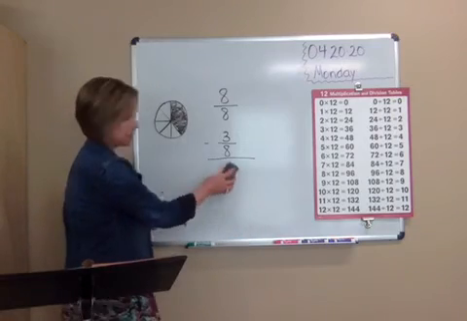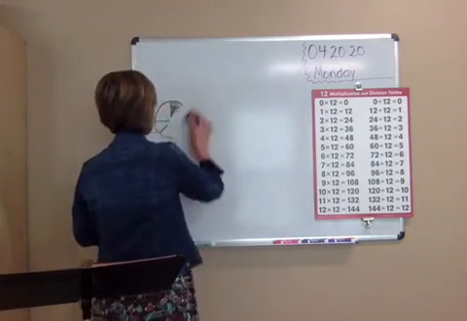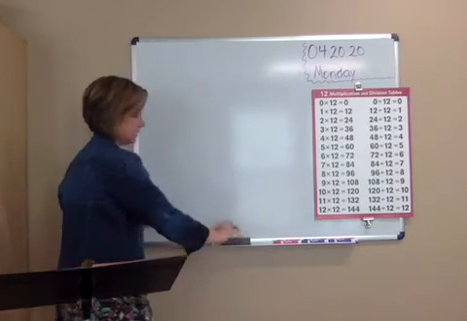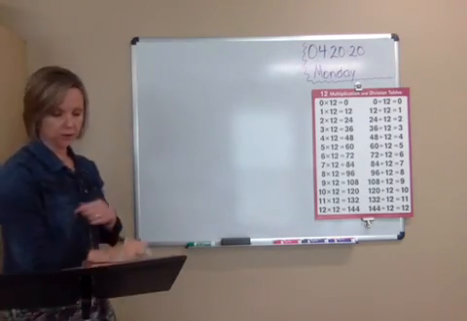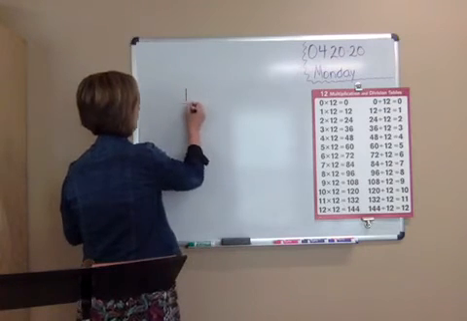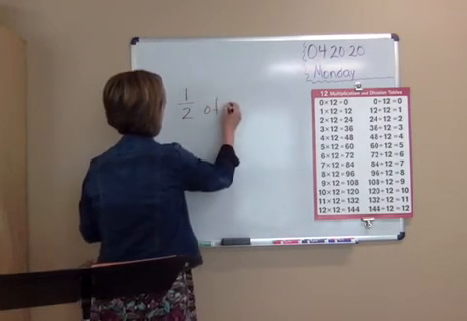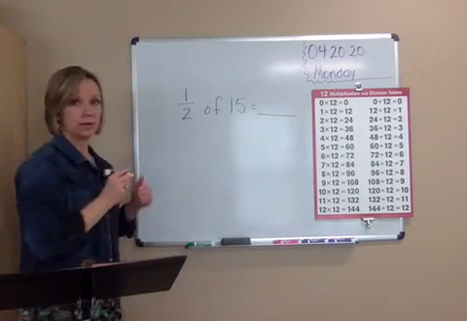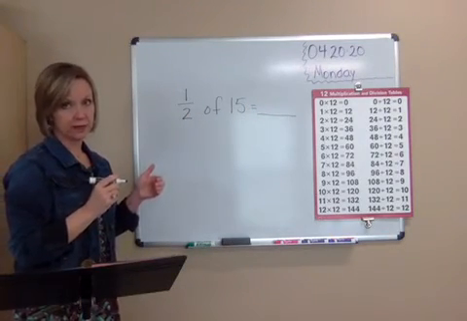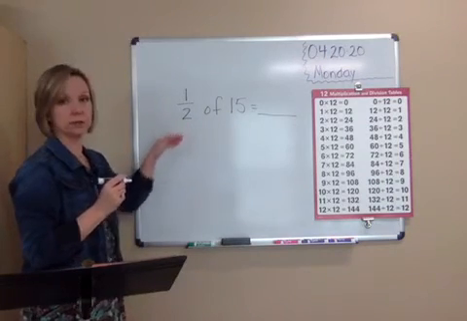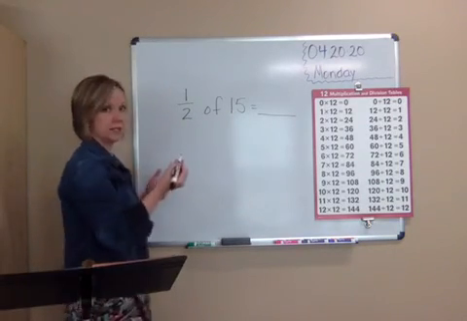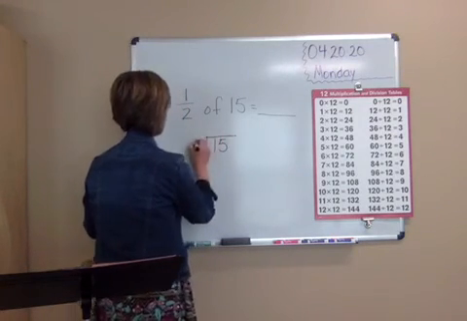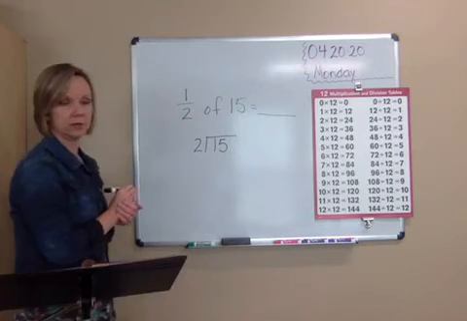Number 8 says to find the fractional part. So 1/2 of 15 equals. Well, we know that this is not going to be an even divide because 15 is an odd number and 2 is an even number. 15 is not on our 2 table. So we'll take 15, we'll divide by 2. How close can we get to 15 without going over?